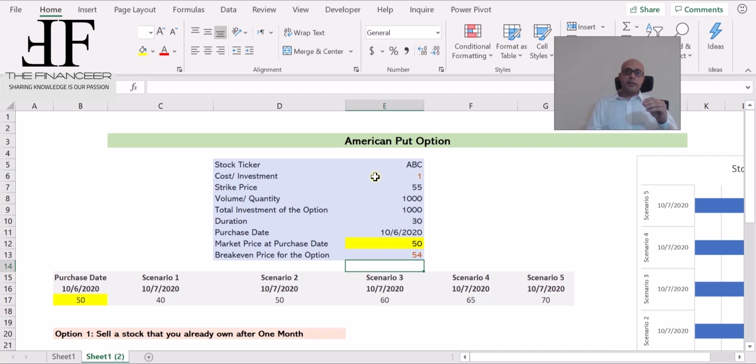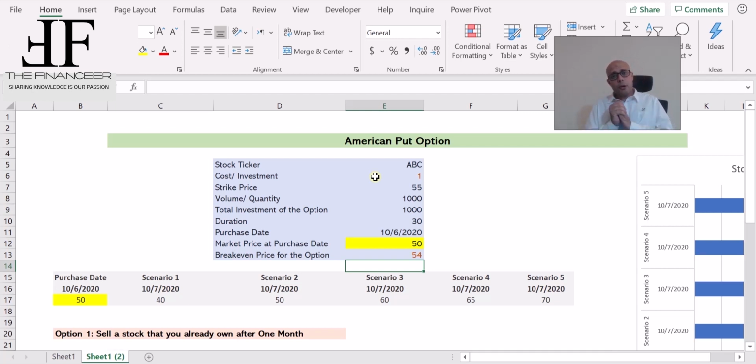The gain is the difference between the $30 in the market and the net proceeds that you received from exercising the option. The net proceeds is the break-even price, which is $54. So this is the gain and how it's calculated. And the same amount will be considered as a loss to the other party.